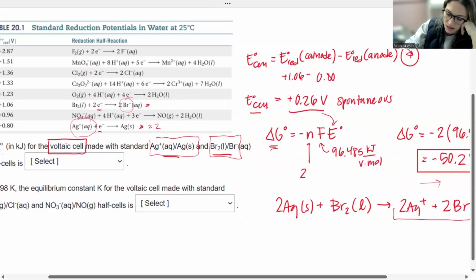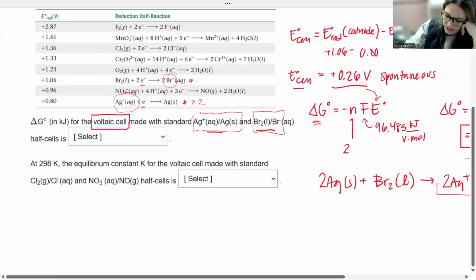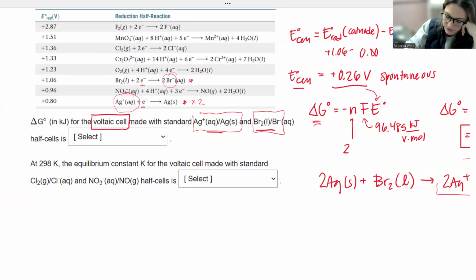All right, the equilibrium constant K for the voltaic cell made with standard chlorine and nitrate half cells. We are essentially doing the same thing, but instead of converting our standard E cell into deltaG, we are converting E cell over to K. That expression is K equals e to the NF E standard divided by RT. So we need N again.